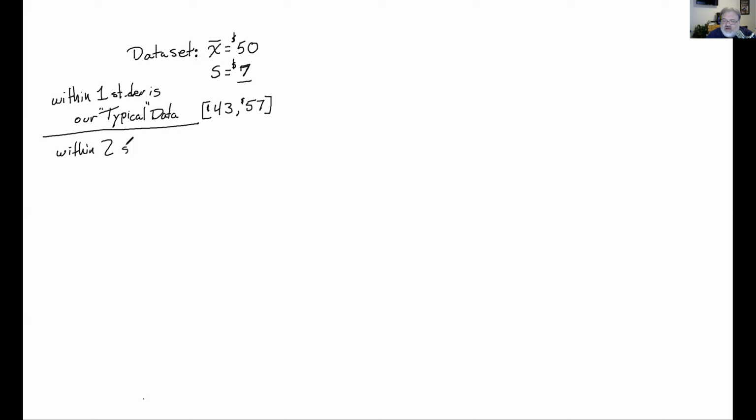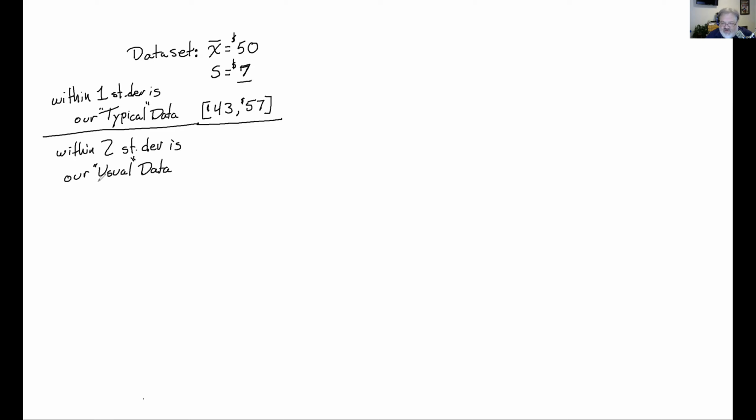Within 2 standard deviations is our usual data. Now, people sometimes ask, well, what's the difference between being typical and being usual? And the answer is 1 standard deviation is the difference between being typical and being usual. Now, again, as we talked about yesterday, in casual conversation, we often use some of these words more interchangeably. We use them more casually. When we start talking about statistics, we start using this language much more specifically.